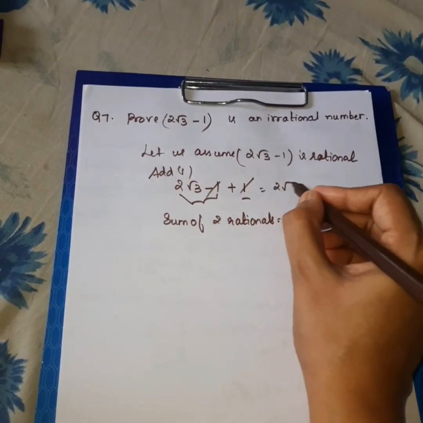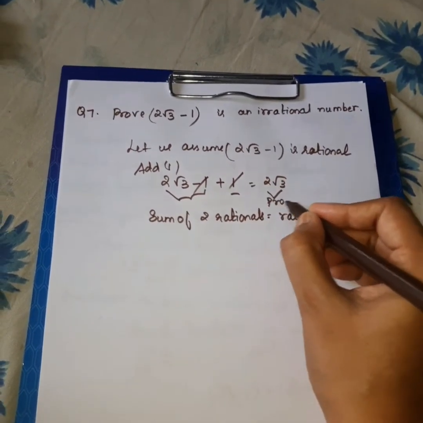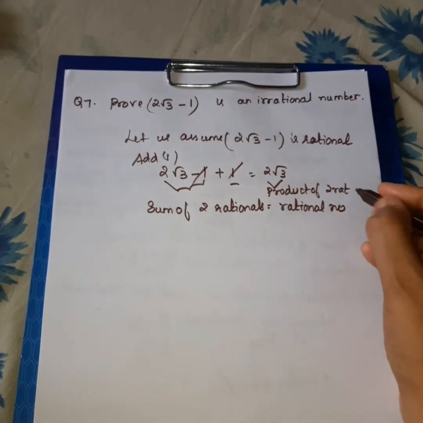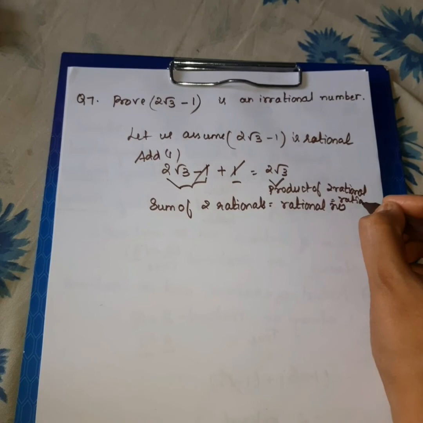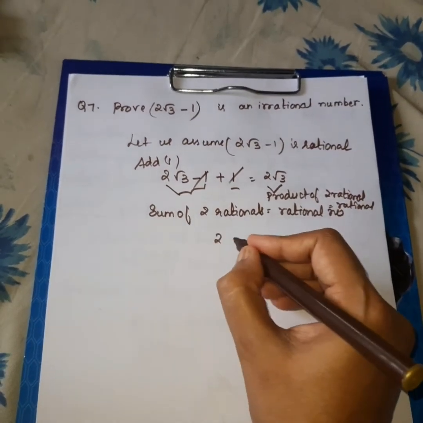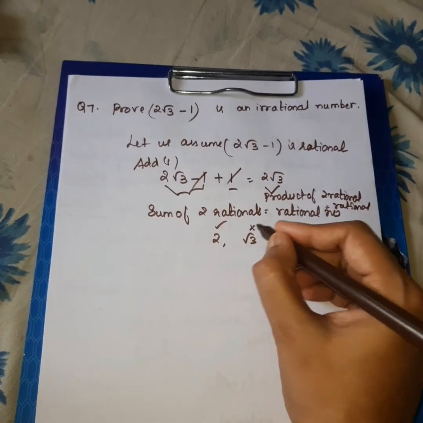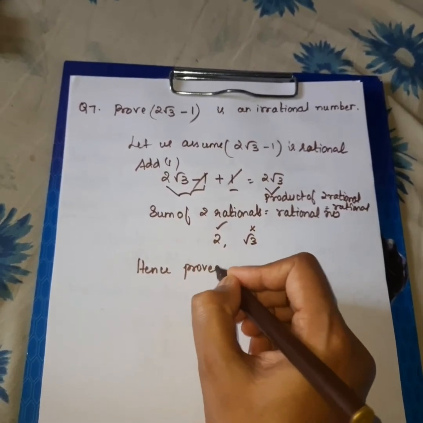So 2 square root of 3, if you see again, is a product of two numbers, considering 2 and square root of 3 as rational, that's again not satisfied because square root of 3 is not a rational number. So this proves that 2 square root of 3 minus 1 is an irrational number, hence proved.